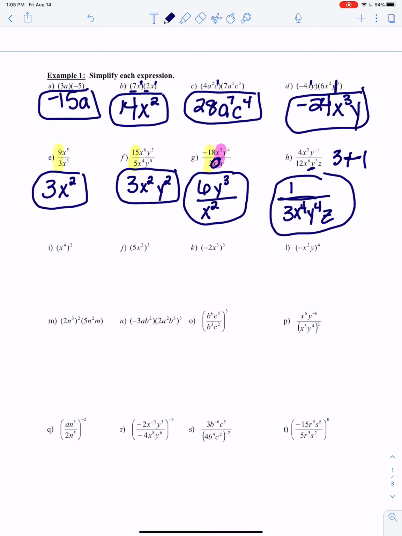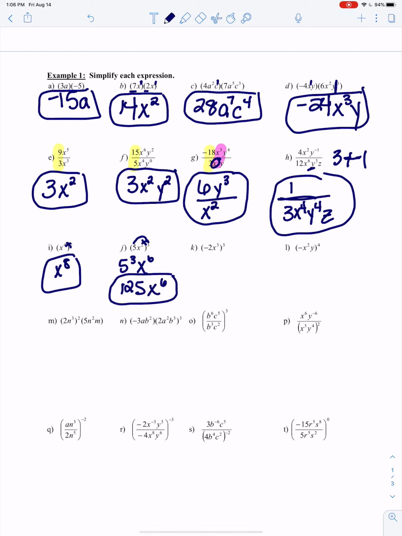All right, so now, for example I, we get into power to power. So a power raised to another power. Remember, it's like that multiplication symbol. 4 times 2 is 8. Okay, on J, the power of 3 goes to the 5 and to the x. So we have 5 to the 3rd. Power to a power, remember we're multiplying, so that is going to be 6. And then 5 to the 3rd is 125.